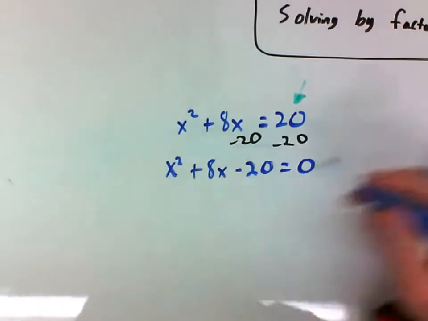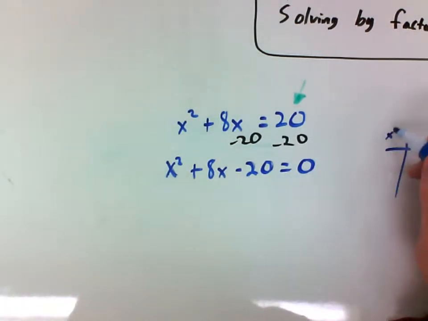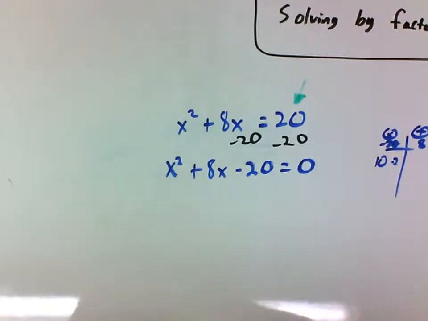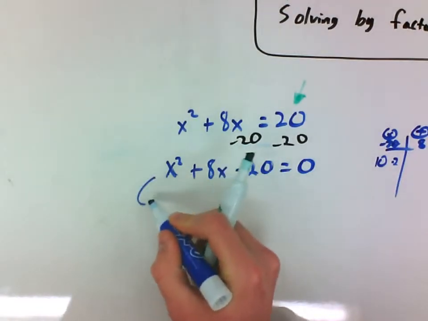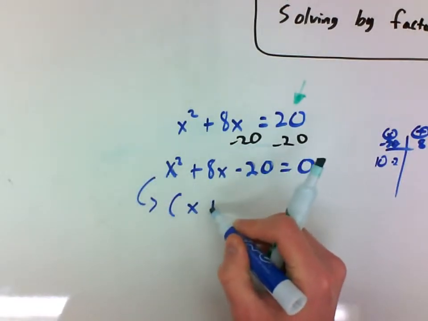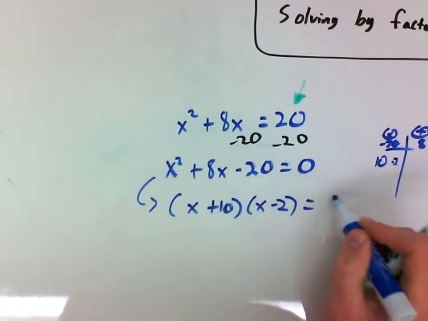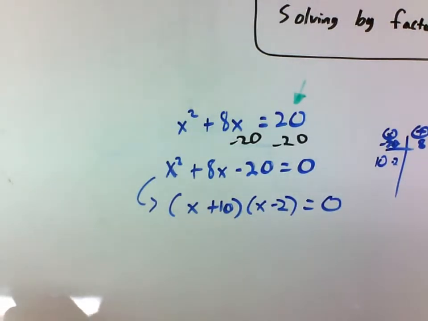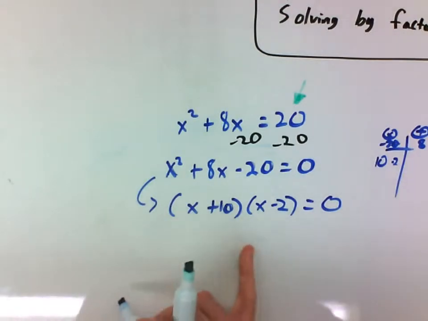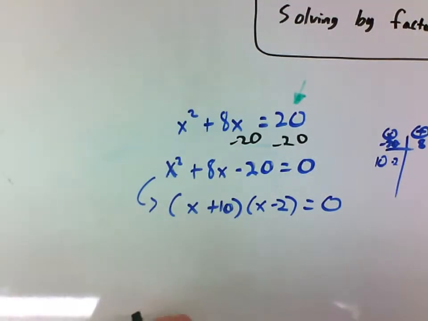So my first step is now this equals 0. Now I need to factor this. I need things that multiply to -20 and add up to 8. So positive 10 and -2 do that. So this thing factors to (x plus 10)(x minus 2). Once we're here, we've pretty much solved the problem.